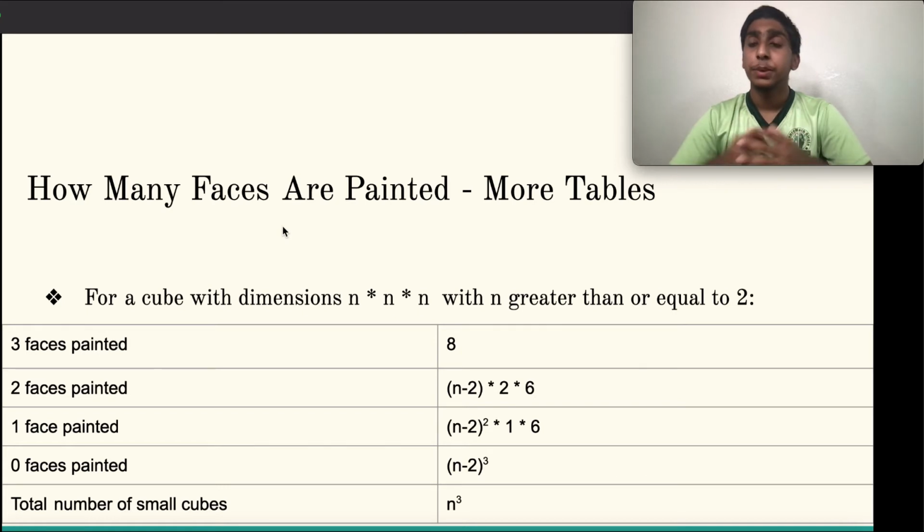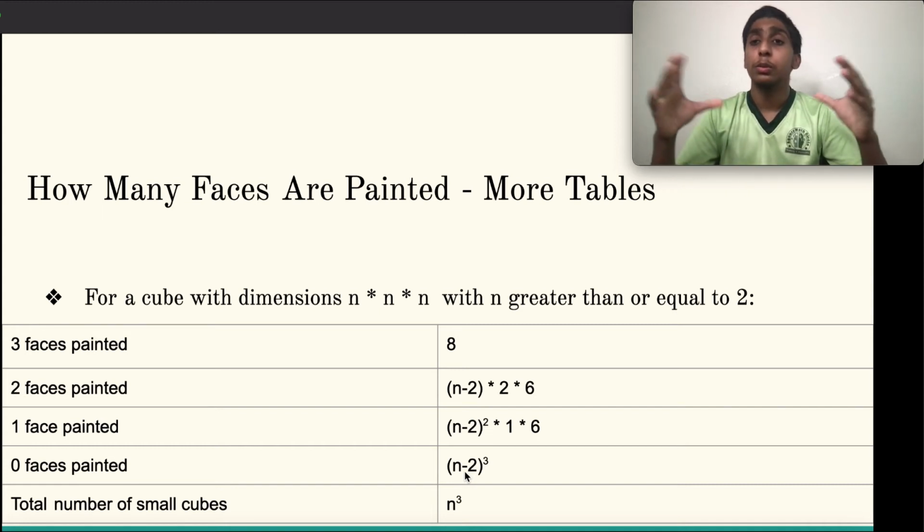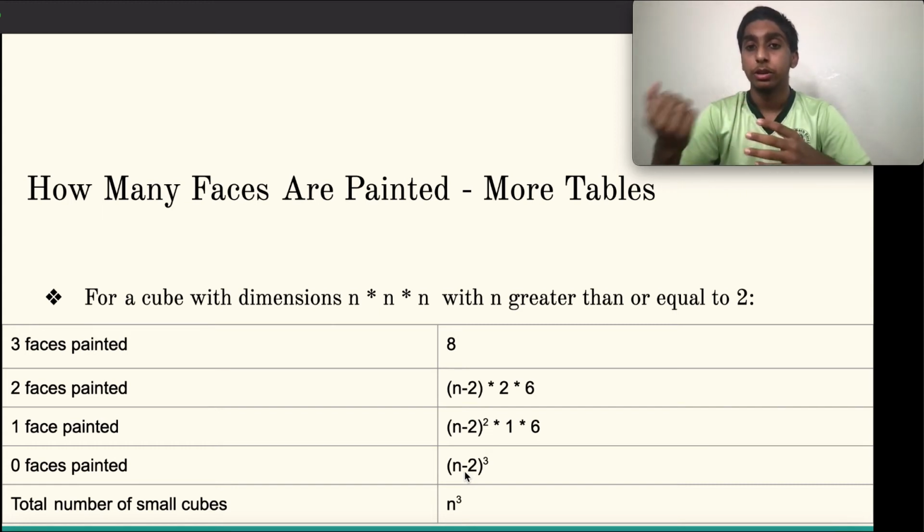And for 0 faces painted, it's n minus 2 cubed, right down there. The total number of small cubes is simply n cubed. Again, if I multiply the overall dimensions of my cube or prism, I'm getting the total number of small cubes. I have these formulas that I can apply based on what the question is asking and which cube, or prism I should say, the question is giving me. And you'll see that better when I go into the sample problem.